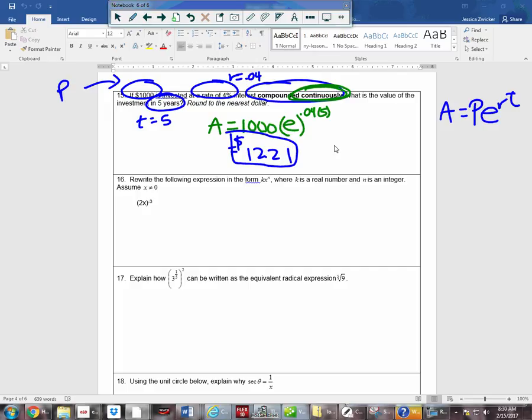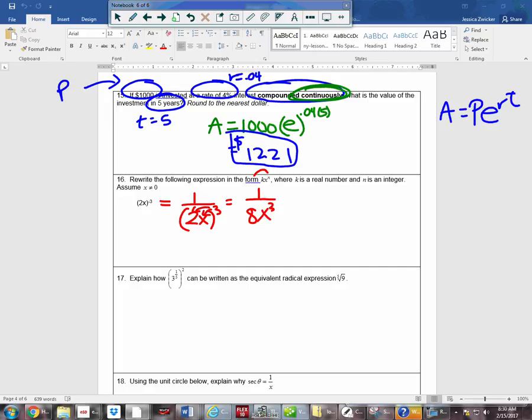Number 16, rewrite in the form k times x to the n. Okay, how do I make that exponent positive? I put the entire piece in the denominator. Now I've got 1 over 2 cubed, which is 8, and x cubed, which is x cubed.